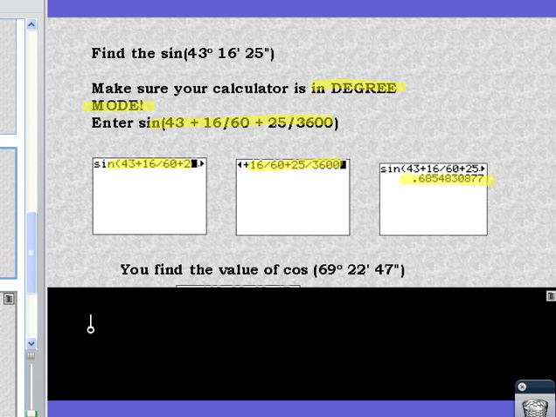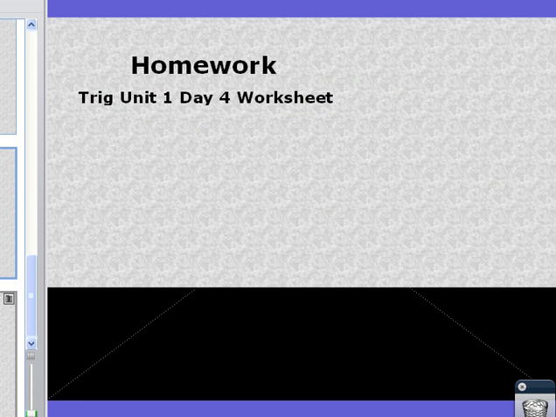And I think that pretty much wraps this up. There's really not a lot to this, just reciprocal functions and minutes and seconds. Other than that, you have a new worksheet. Bring your questions to class.